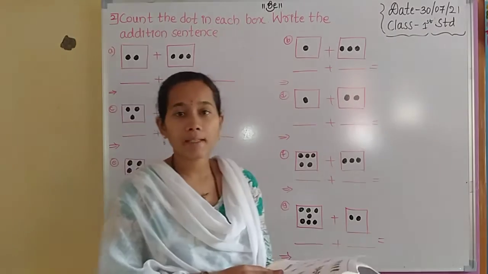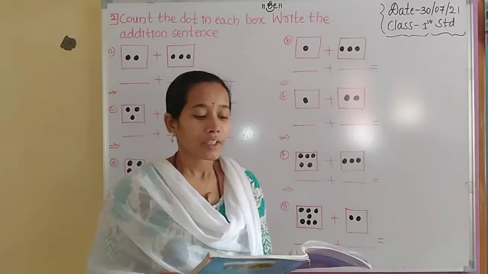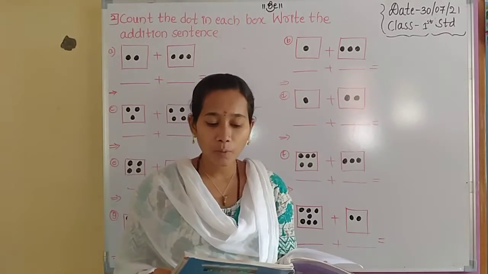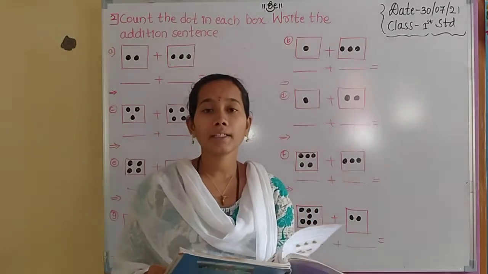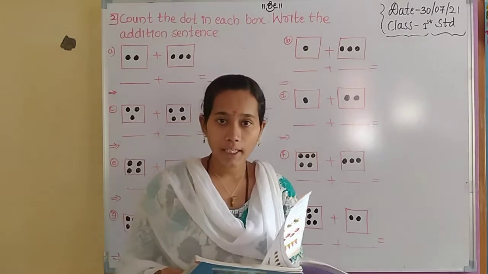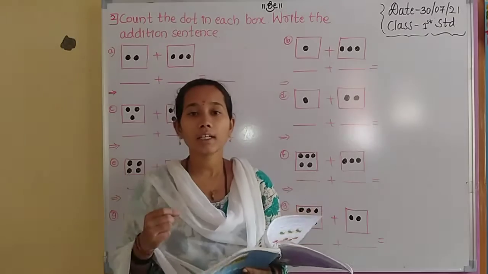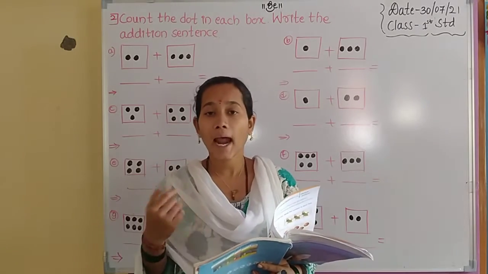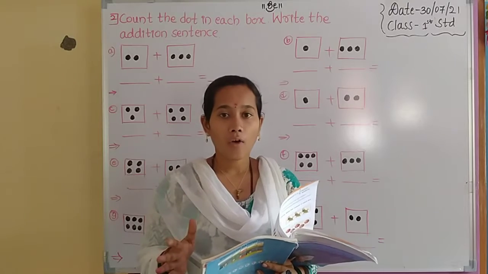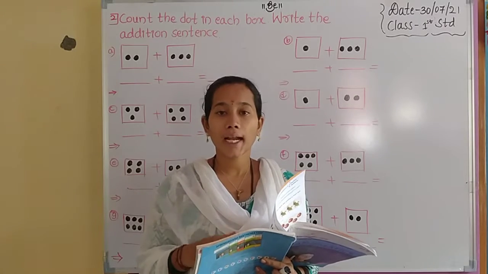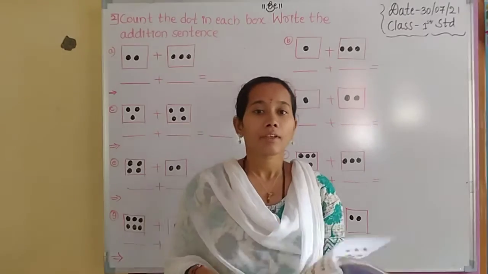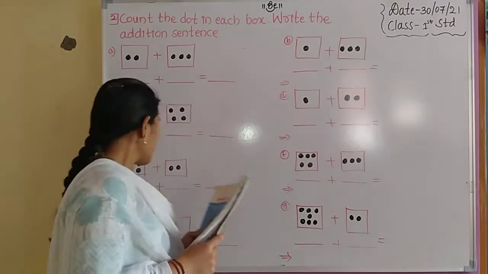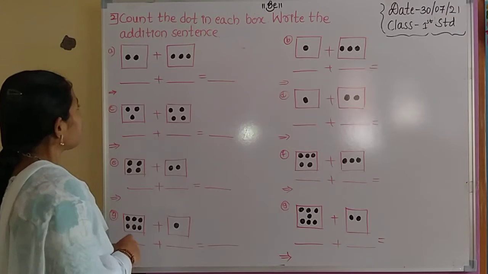Open your textbook to page number 35. There is a 'count the dots in each block, write the addition sentence' exercise. Here, in each box, a separate number of dots is given. We have to count the dots, write the number, and add them to find the sum of the addition. Then we have to write the addition sentence for that addition. Okay, so see the first one.